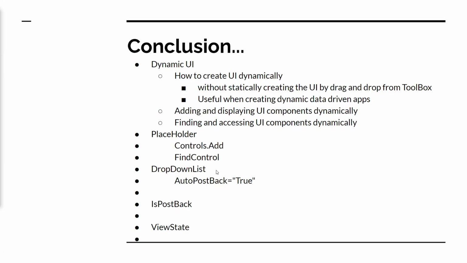Okay, so now you have covered a lot of points with the completion of part 3. You have covered a lot of the dynamic UI, how to create it, but still this bullet point, finding and accessing components dynamically, we will be doing in the next part. Placeholders, find control, we will be doing in the next part. And view state also we'll be doing in the next part.